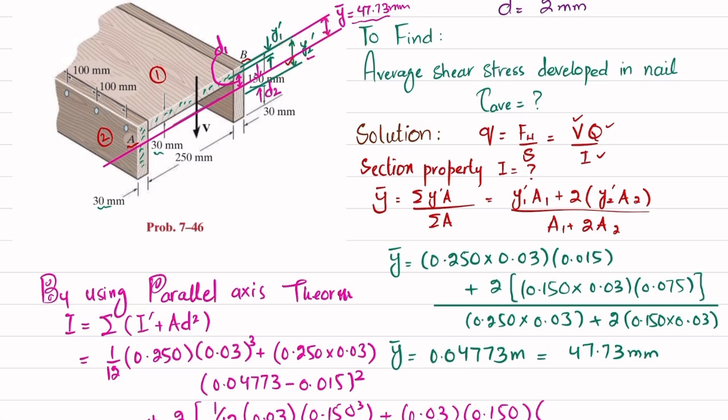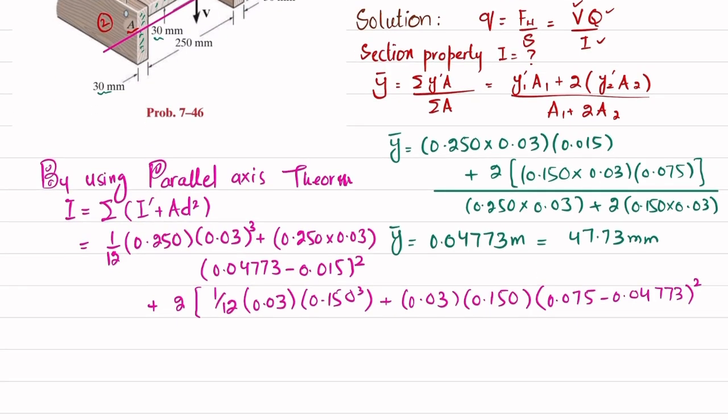So this distance, y2 dash, was 0.075 minus y dash, which is 0.04773, whole square. So when you calculate it, you will get the moment of inertia for the beam shown above as 32.164 into 10 to the power minus 6 meter to the power 4.